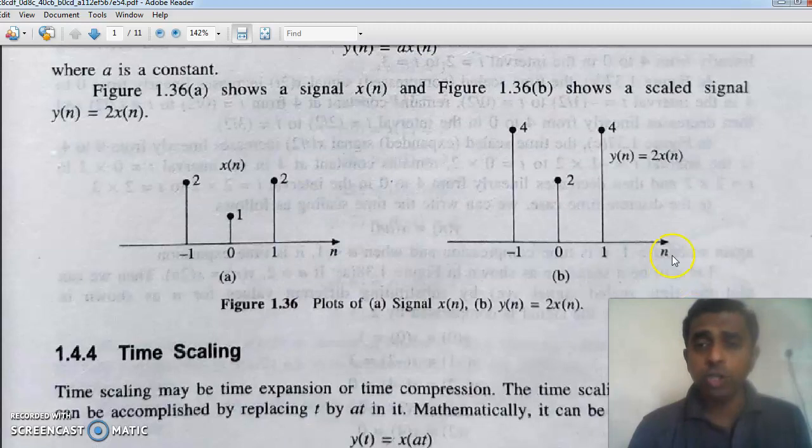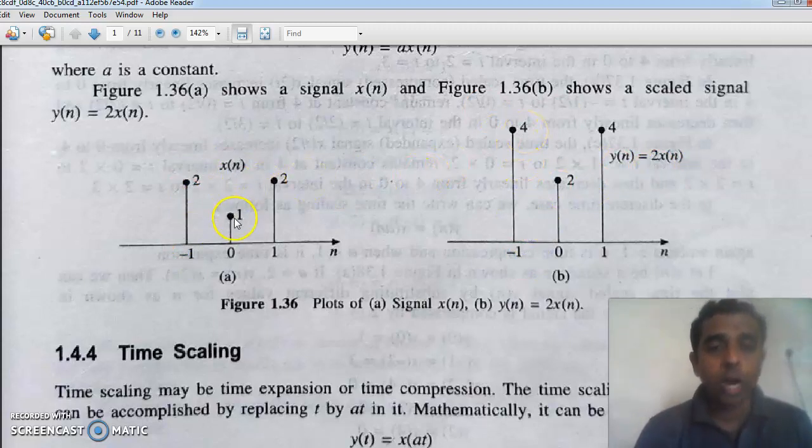Now for discrete signals also it remains the same, that is each sample value is multiplied by that scalar. At minus 1 you have 2, and for this operation at minus 1, your 2 is multiplied with 2, so it becomes 4. 1 becomes 2 and 2 becomes 4 here. So each sample is multiplied by that scalar.